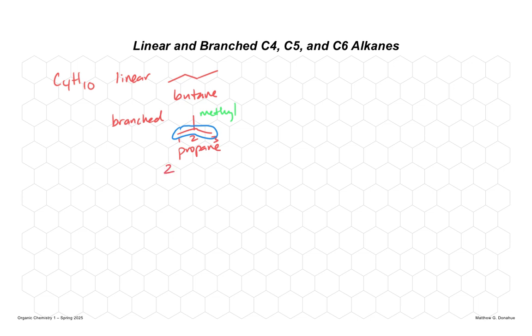So we say 2 and then a hyphen. Numbers are separated from letters by a hyphen. So 2, methyl, and then the parent. That's all one word: 2-methylpropane.